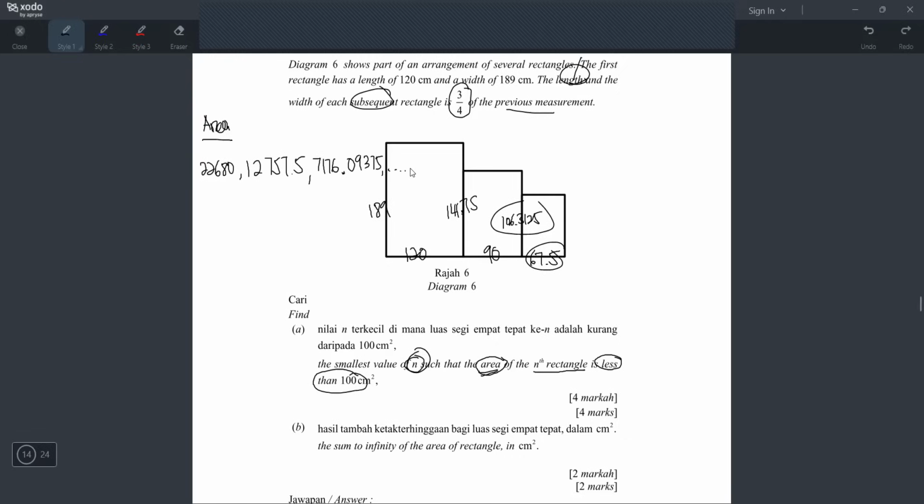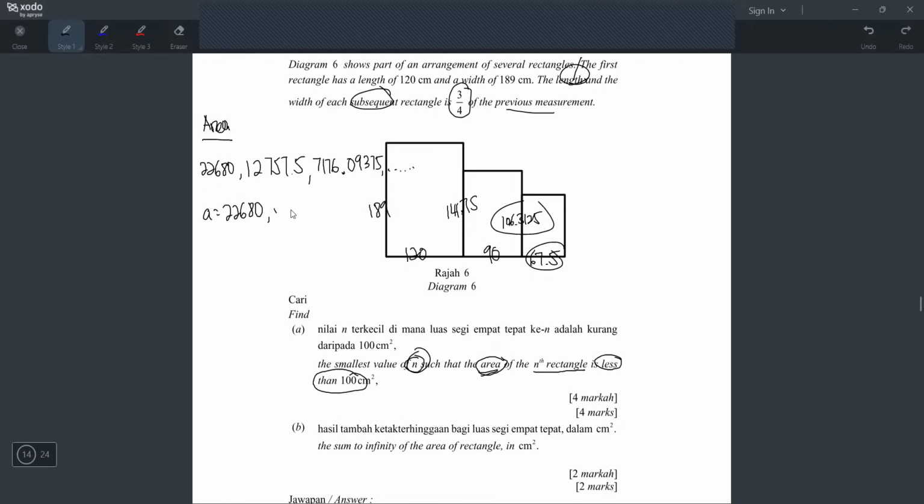0.09375, and then dot dot dot. Okay, all right. I have successfully written the area. I wrote the progression using the area. Now I can find my A, which is 22680, and I find the difference or the R. Okay, I think this is a geometric progression.